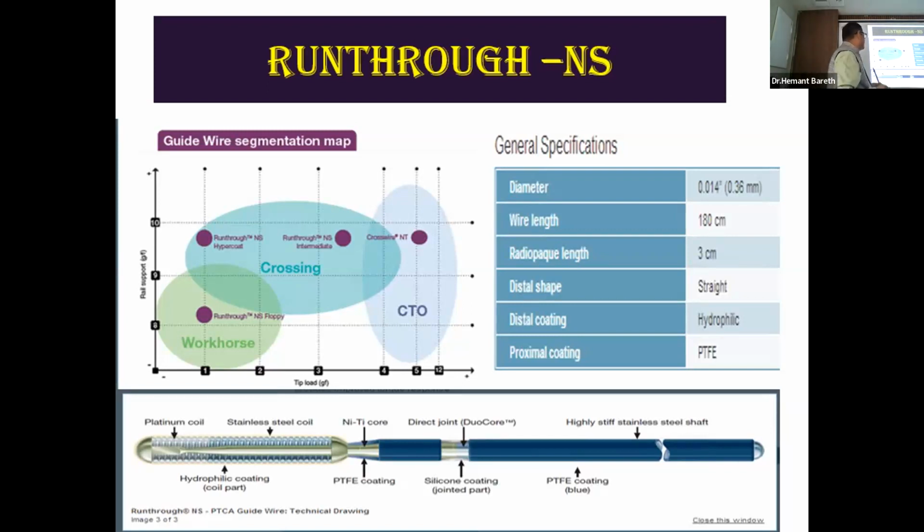Only this particular wire has a small polymer coating, so you have to be a bit careful with Runthrough. Normally you would not use Runthrough in CTO lesions. Anyway, you would be using it in the workhorse lesions, and therefore it is not a problem.